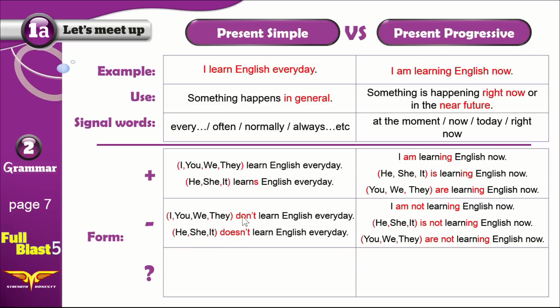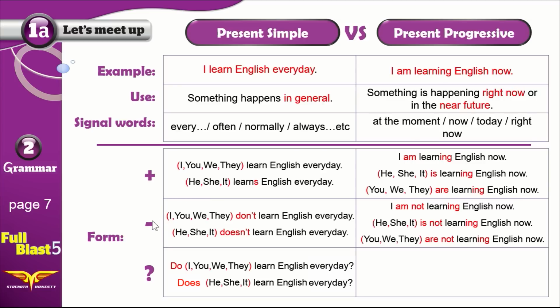The same thing. Instead of starting with the subject pronoun I, you, we, they, you will start using don't. Put it at the beginning. Pick it up from right here and put it at the start. Do I learn English every day? If somebody loses his mind and he doesn't know if he learns English every day or not, so he asks, do I learn English every day?